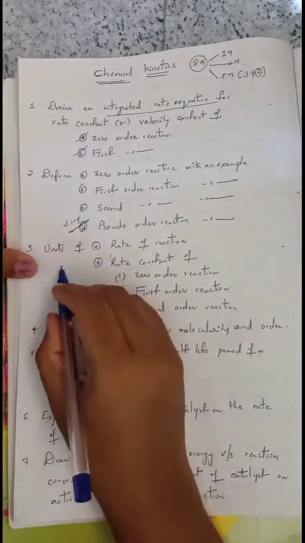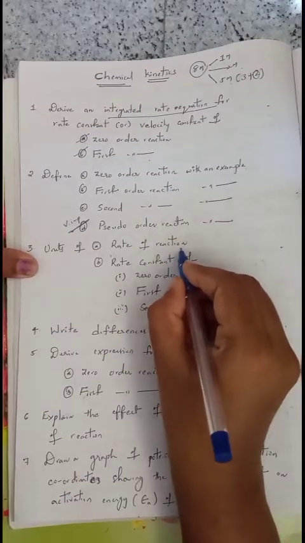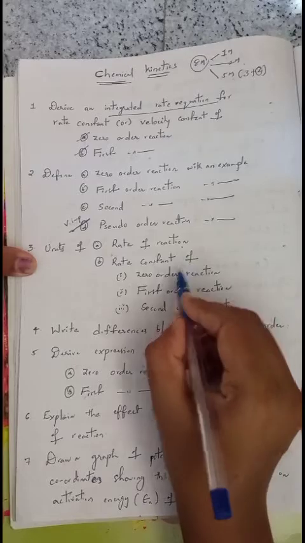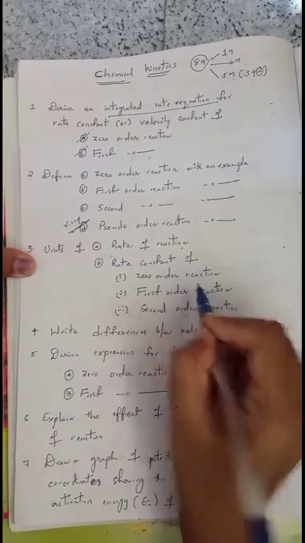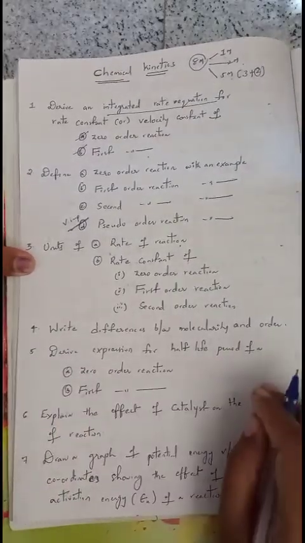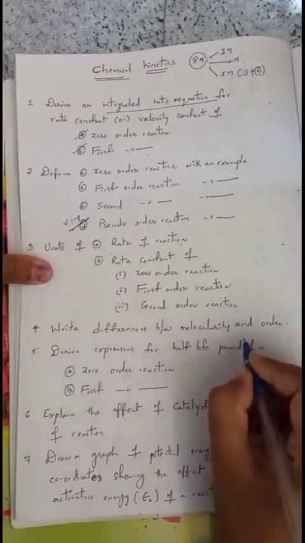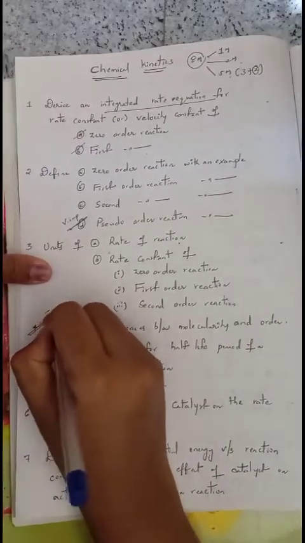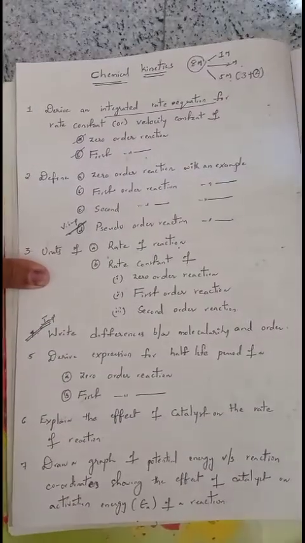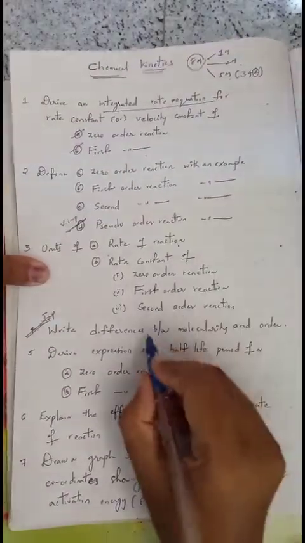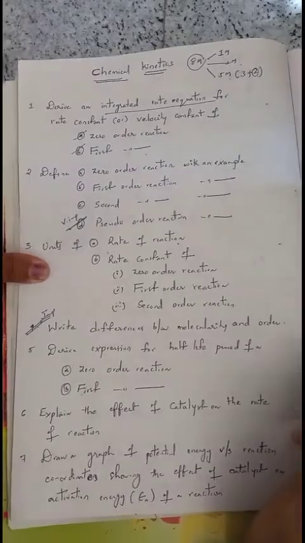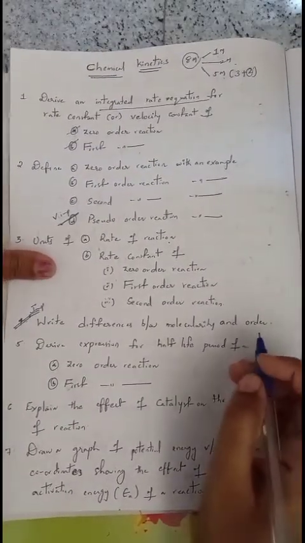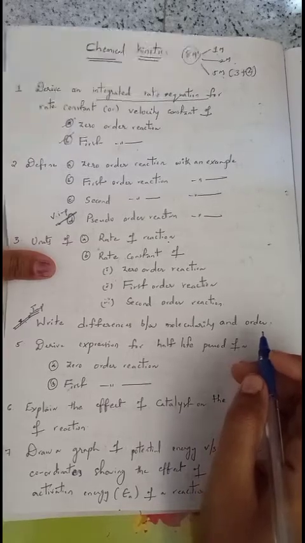Now the next one, units of rate of reaction. For rate of reaction, what is the unit? And the rate constant units of zero order reaction, first order reaction, second order reaction. Next, write differences between molecularity and order. This is another most important question which is frequently asked. This may be asked for 2 marks or 3 marks, which is very important. Write any 3 differences between molecularity and order of a reaction.